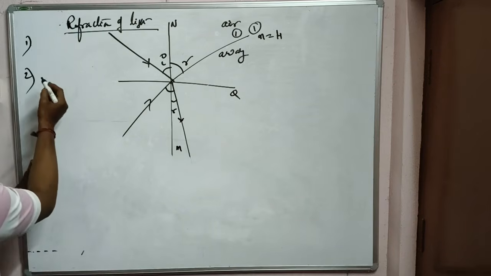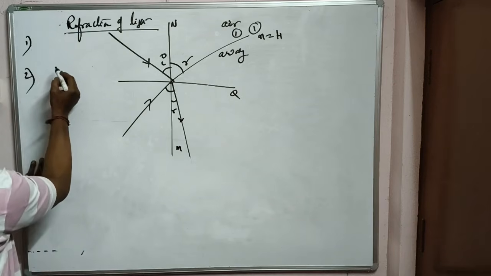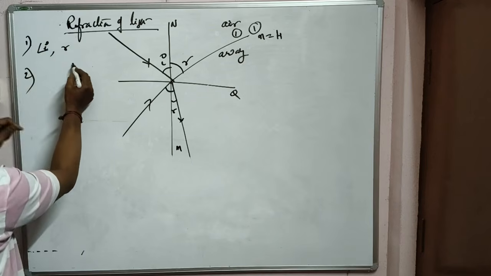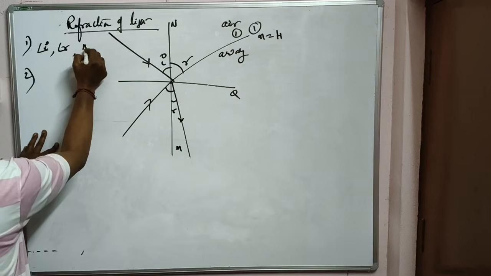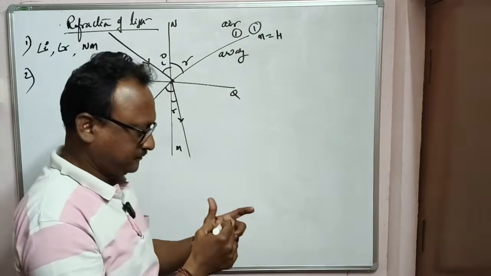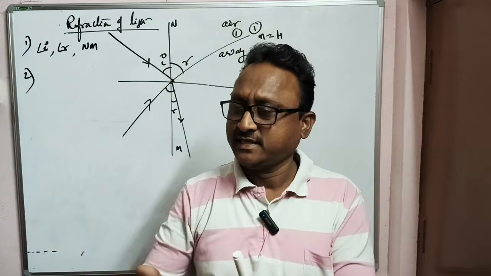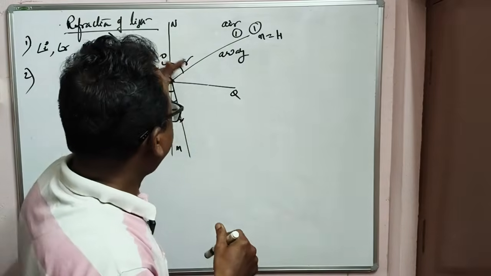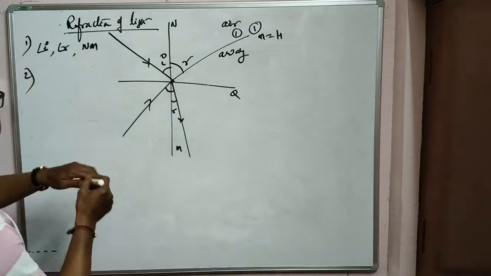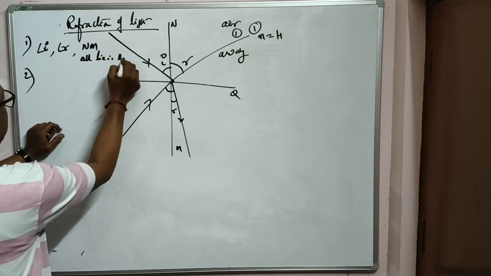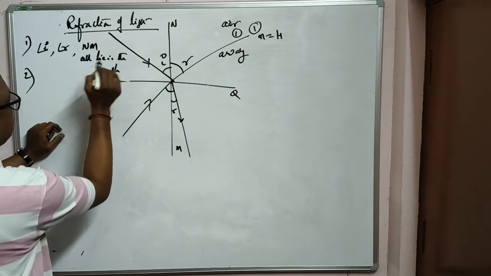So the first law means, see here, the incident angle, refracted angle and the normal all lie in the same plane at the point of incidence. You can see, at the point of incidence, the incident angle, normal, and refracted angle all lie in the same plane.